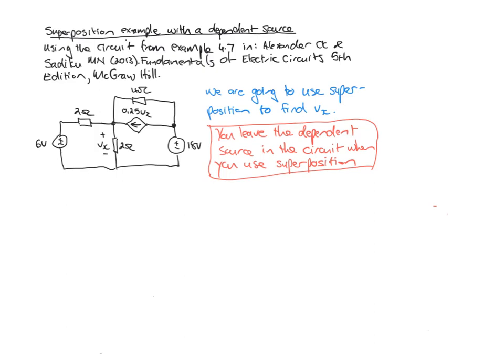The important thing to remember is that when there's a dependent source in a circuit and you use superposition, then you leave the dependent source in the circuit. First, let's omit the 18-volt source. So we're going to find the effect of the 6-volt source only. And then our circuit looks like this.